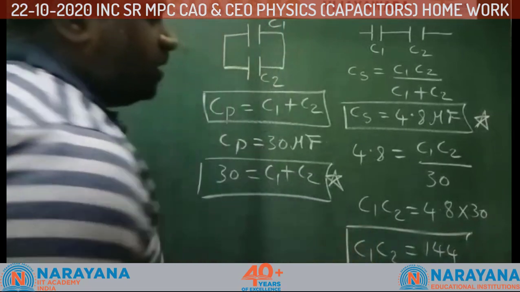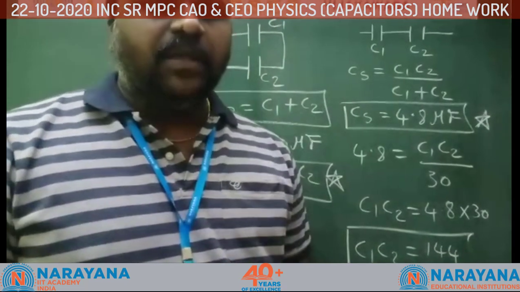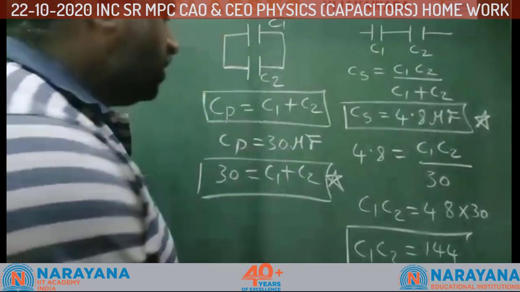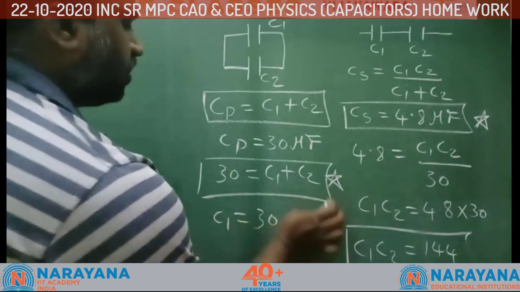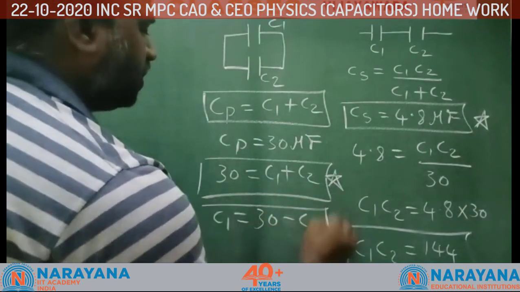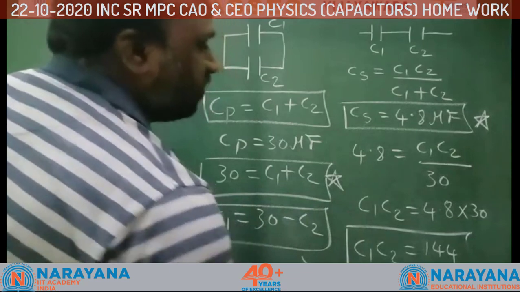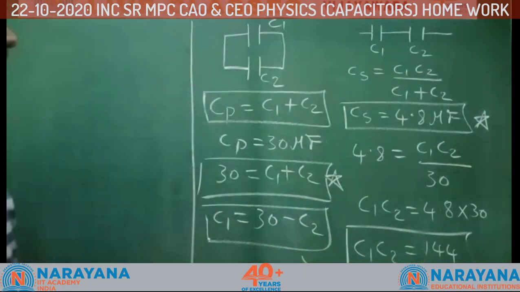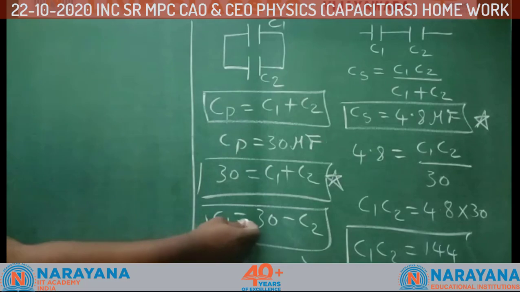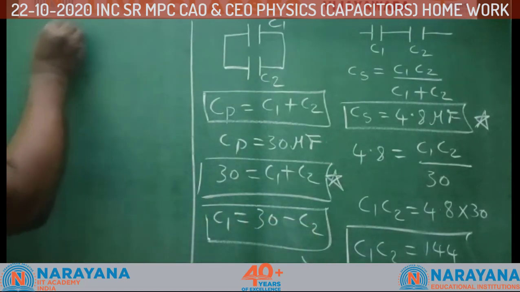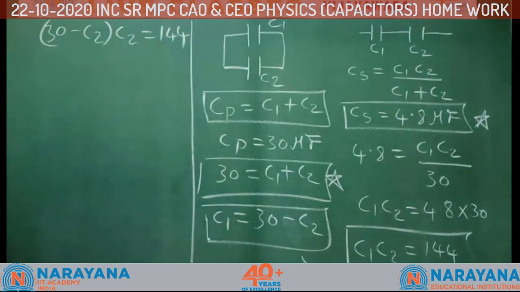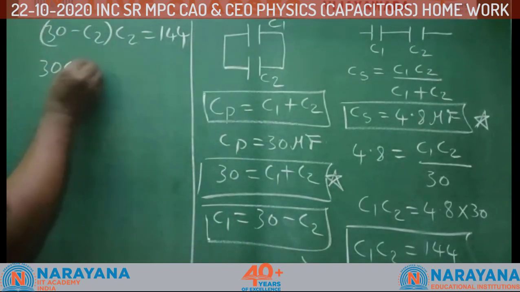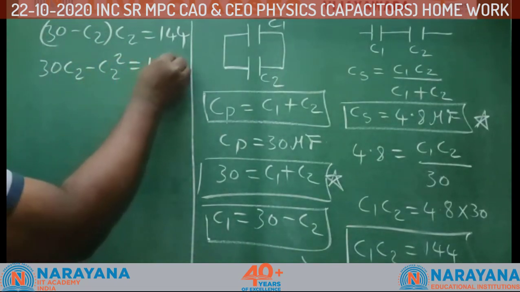So we need the C1 and C2 values individually. For that, I want to substitute C1 is equal to 30 minus C2 in the equation C1 C2 is equal to 144. Then the equation can be rewritten as 30 minus C2, multiplied by C2, is equal to 144. So we multiply with C2, then 30 C2 minus C2 square is equal to 144.